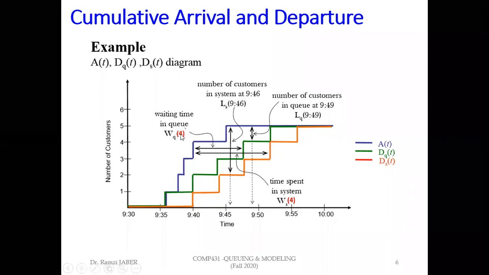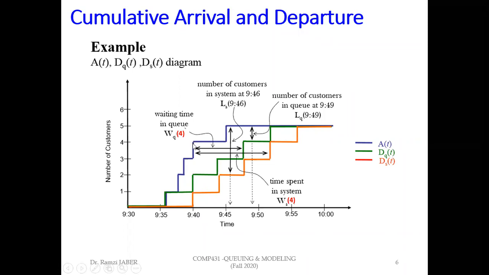Example here, WQ for customer four. Customer four arrived at 9:40 and departed from the queue at 9:48 and departed from the system at 9:52. So the horizontal line here gives us the time. WQ, the time in the queue, as you can see, is from 40 to 48, 8 minutes. So customer four will wait in the queue 8 minutes.